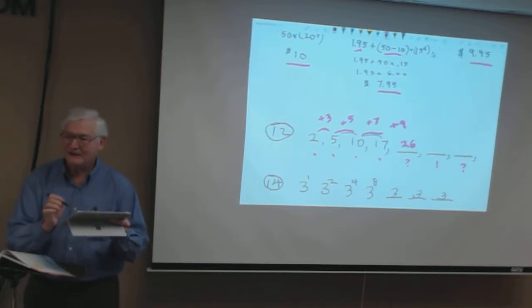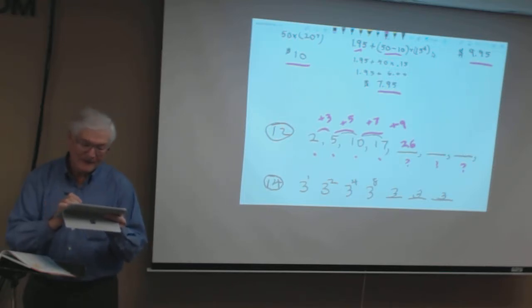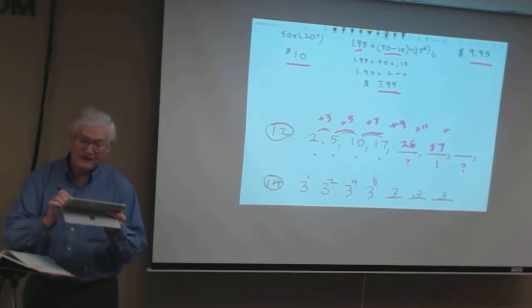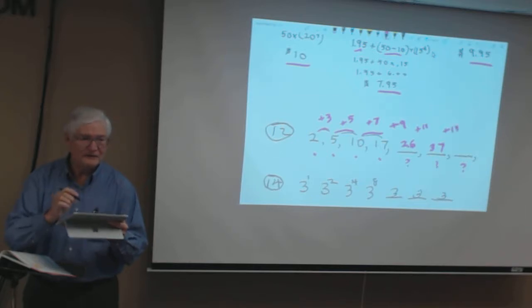What do I add next? 3, 5, 7, 9, then 11. Plus 11. And what's 26 plus 11? 37. See, the only way you can mess this up is make a mistake in addition or something. And then after 3, 5, 7, 9, 11, then what? 13. Plus 13. Does everyone see where they're getting those numbers?